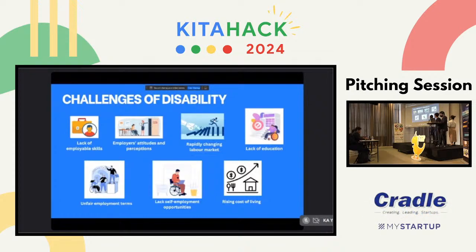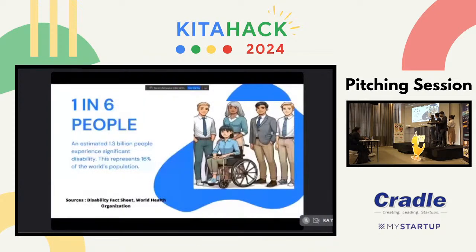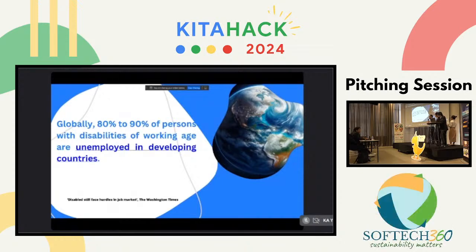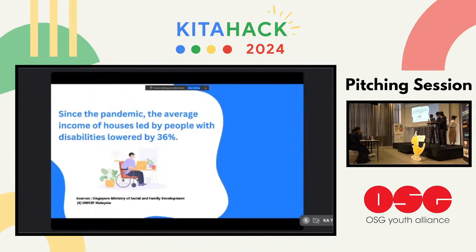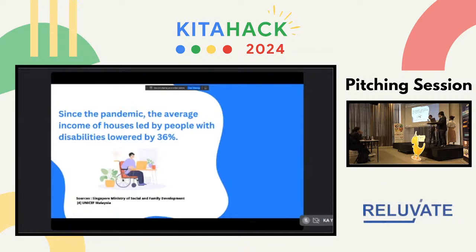But to start off with statistics, 1 in 6 people suffer from some form of disability. That is 16% of the world, and 80 to 90% of them are able to work, but they are not given a good opportunity to do so. Next. 36% of people who are disabled suffered financial loss, especially during lockdown, and it is still happening.